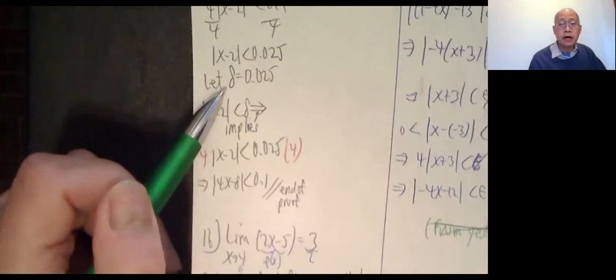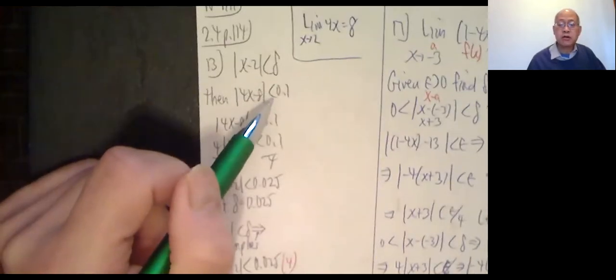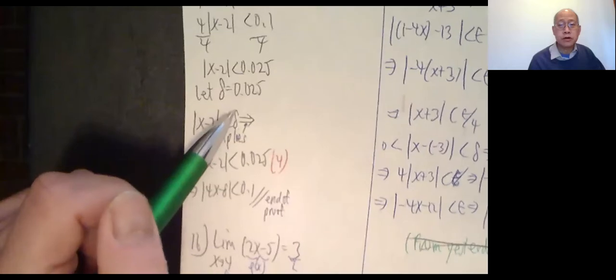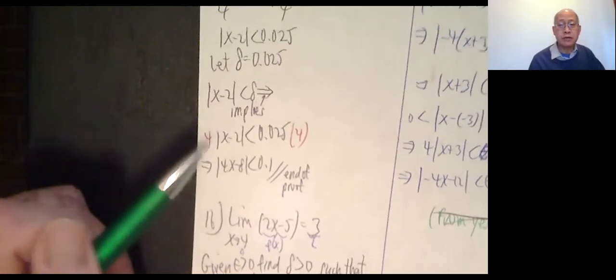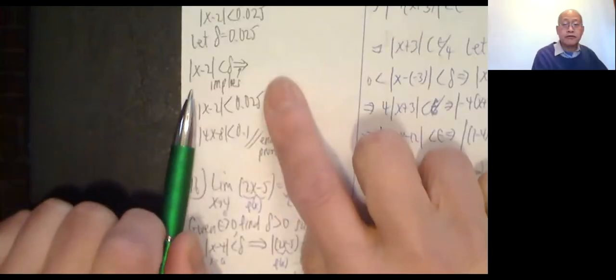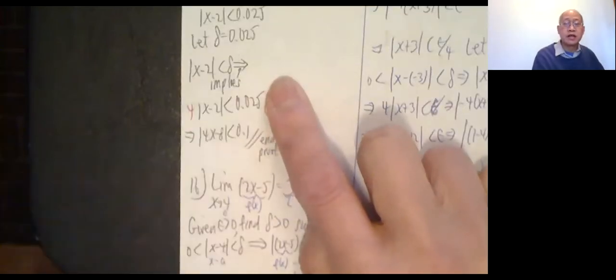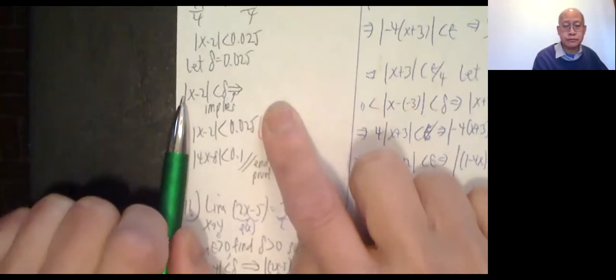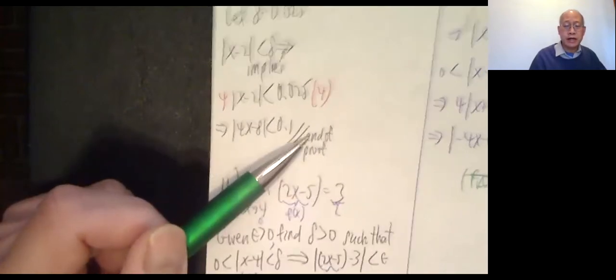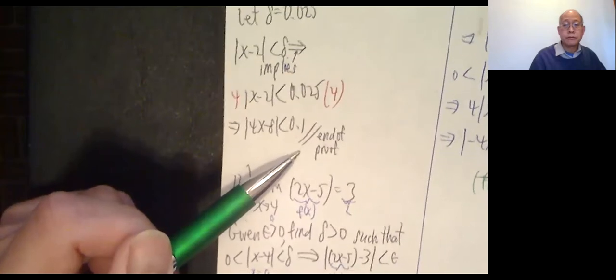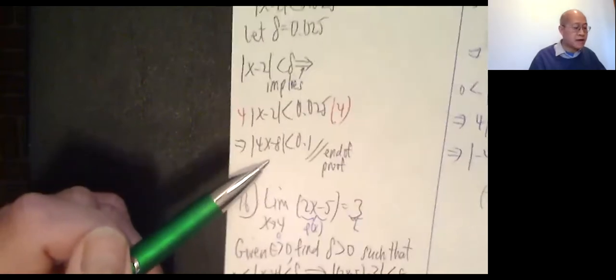So you gave me an epsilon, which is 0.1. I found a delta, 0.025. Here we go. The absolute value of x minus 2 is less than delta, which implies the absolute value of x minus 2 is less than 0.025, since I let delta be 0.025. Multiply both sides by 4, and the absolute value of 4x minus 8 is less than 0.1. And that's the end of the proof. You do the same kind of thing for part B. It's exactly identical. I'm really satisfying the rules of the game, so to speak, right here.